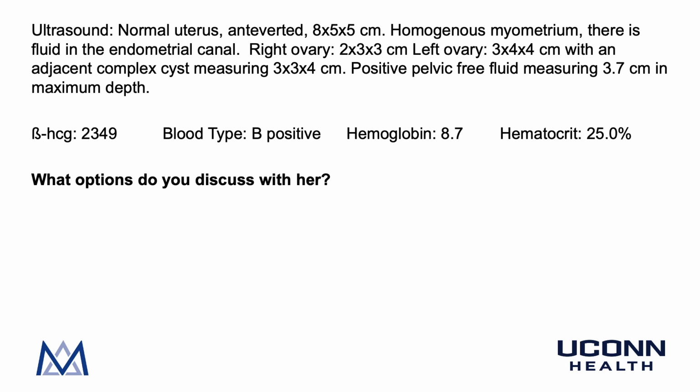Her beta Hcg level is 2,349, her blood type is B positive, her hemoglobin is 8.7, and her hematocrit is 25.0%. What options do you discuss with her?